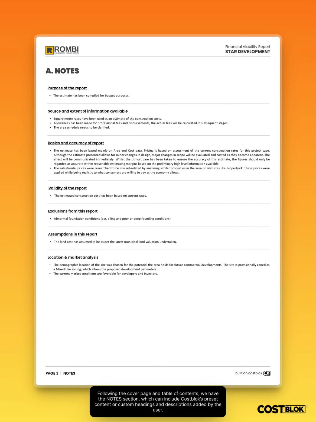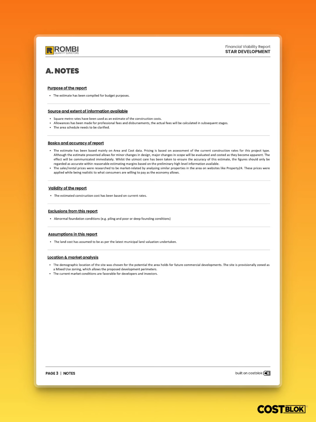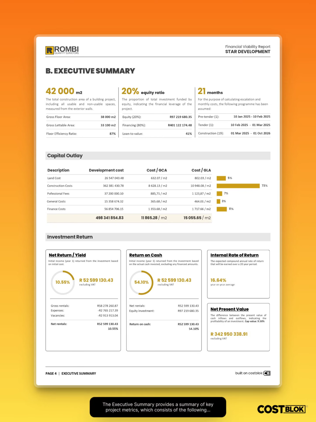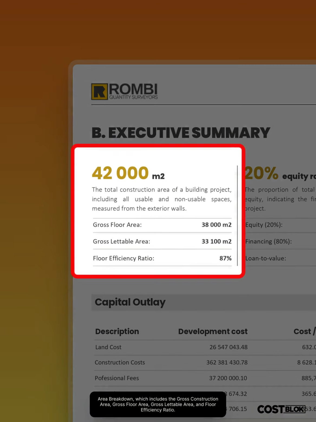Following the cover page and table of contents, we have the Notes section, which can include Costblok's preset content, or custom headings and descriptions added by the user. This section serves as a key reference for documenting assumptions, exclusions, clarifications, and any project-specific details that impact the feasibility study.